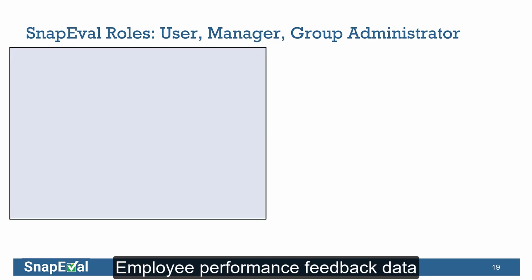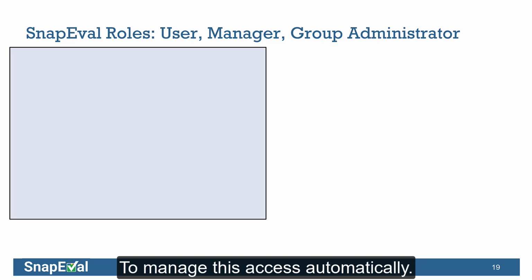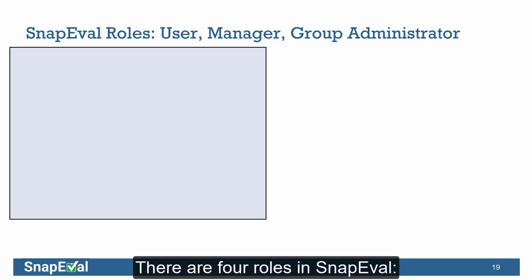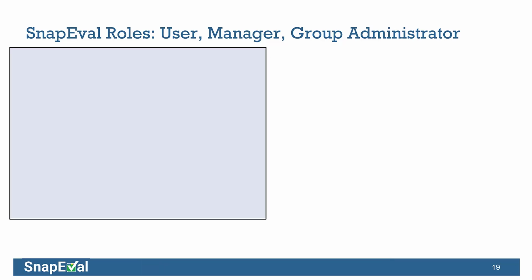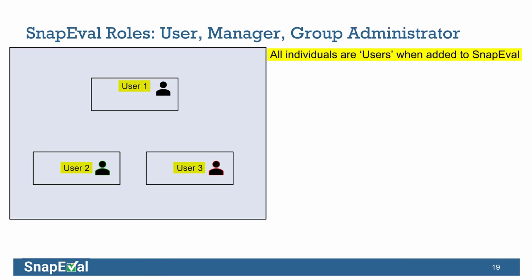Employee performance feedback data is highly sensitive and should only be accessed by authorized personnel. To manage this access automatically, SnapEval includes role-based access control. There are 4 roles in SnapEval: User, Manager, Group Administrator, and Organization Administrator. An individual can have 1, 2, 3, or all 4 of these roles. When an individual is assigned to SnapEval, they are automatically assigned the User role.